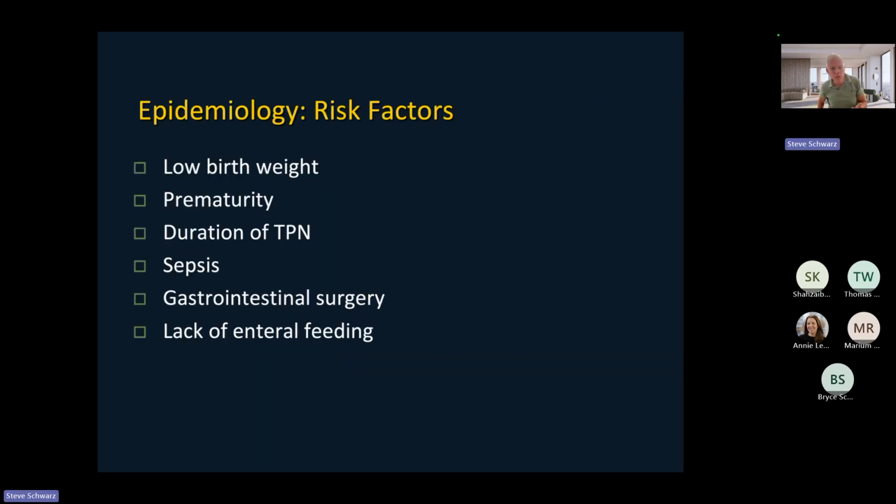So we know that the risk factors include all of these things that were previously thought to be problematic: low birth weight, prematurity, the duration of time on total parenteral nutrition, the presence of septicemia, the presence of gastrointestinal surgery, which further interfered with normal gut function, and the lack of enteral feeding. So all of these are going to be contributors to the problem.